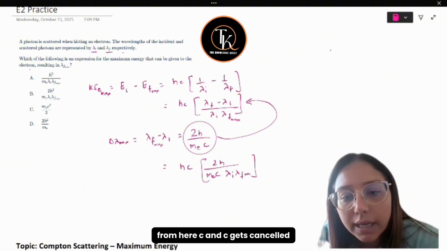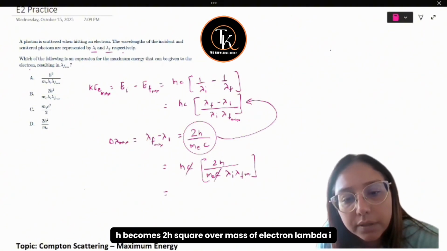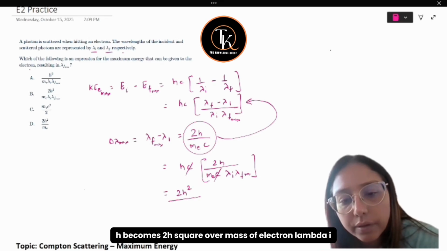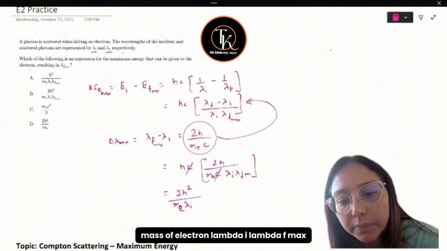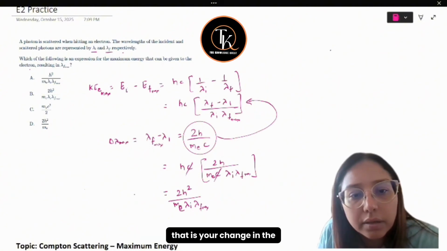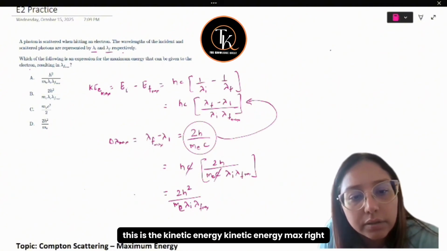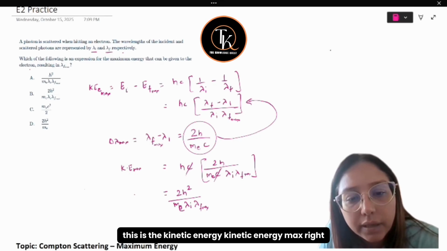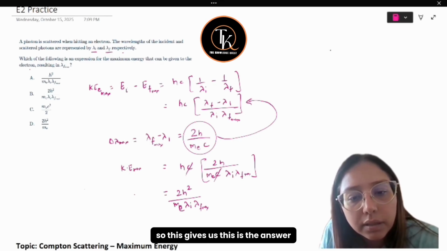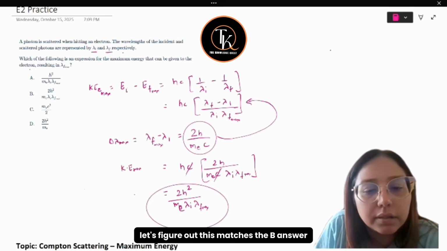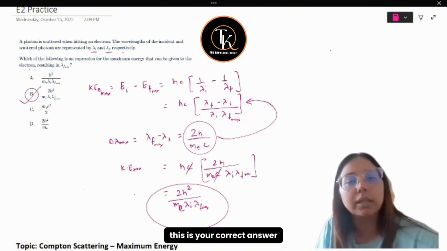From here, c and c get cancelled. h becomes 2h squared over (mass of electron times lambda I times lambda F max). This is your change in, this is the kinetic energy max, right? So this gives us the answer. Let's figure out, this matches the B answer. This is your correct answer.